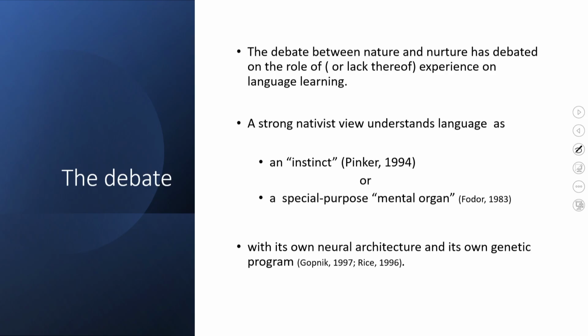So, if you recall our nature-nurture debate, the role of experience has been one of the bones of contention. That is what the debate is all about. Do you need experience or not? So, a strong nativist view understands language as something like an instinct or a special purpose mental organ, which has its own neural architecture and its own genetic program. That is how the nativist theory goes.